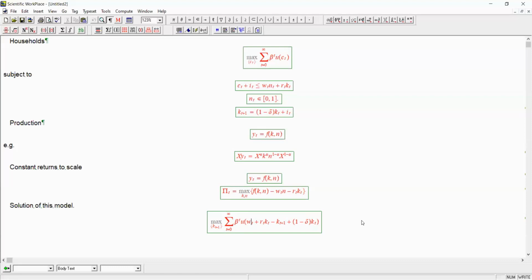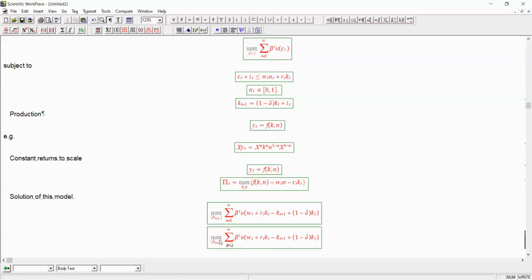And now, of course, we can make this very simple by writing it down as a dynamic programming problem, where we have V of K is equal to the max over K_{t+1}, I guess, of this plus the discounted value of V that takes K_{t+1} as its argument.